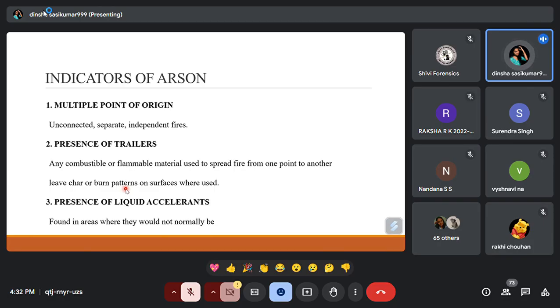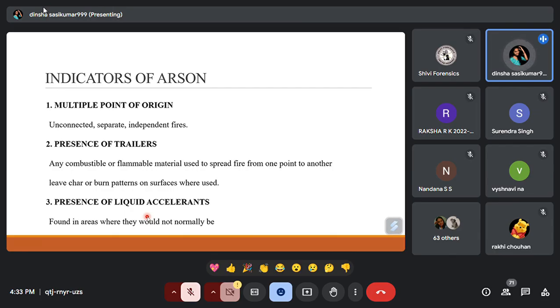The third one is presence of liquid accelerants. We have mentioned what accelerants are. Liquid accelerants are used to start and sustain a fire. If these accelerants are present in unusual areas where they would not normally be found, it suggests incendiaries. When liquid accelerants are seen and their presence is not justified by the owners of the room, then we have to investigate deeper.